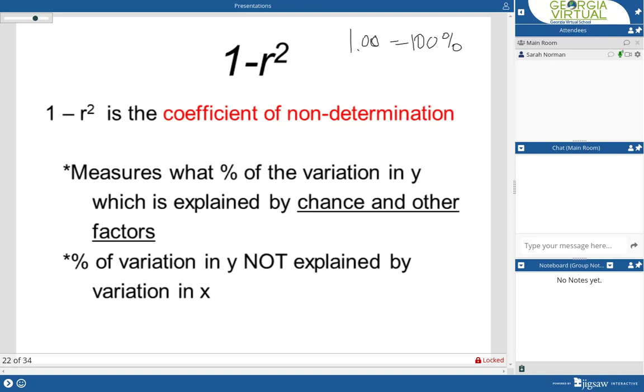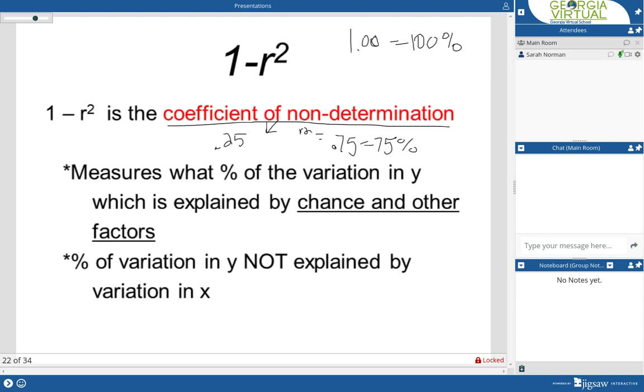And you might have that the coefficient of non-determination is maybe 0.25. If that's the coefficient of non-determination, then the coefficient of determination, which is represented by R squared, would be 0.75 or 75%. So again, these are always going to add up to 1 or 100%. Same thing if you move the decimal over to the right 2 spaces.